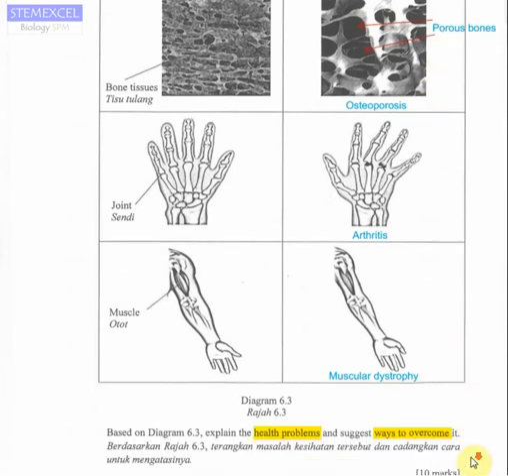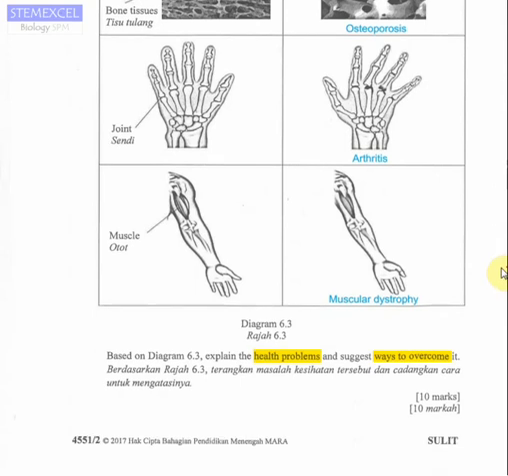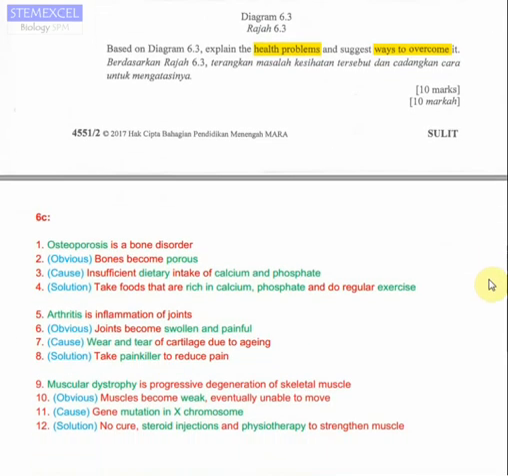Here you are required to state the health problems and also to suggest ways to overcome them. You are allocated 10 marks for that, so each of them should have at least 3 to 4 points. Let's look at how we can answer this. First, you need to state it: osteoporosis is a bone disorder. Number 2, state what you can see or what seems obvious from the diagram. The bones become porous. You can see that there are large black pores.